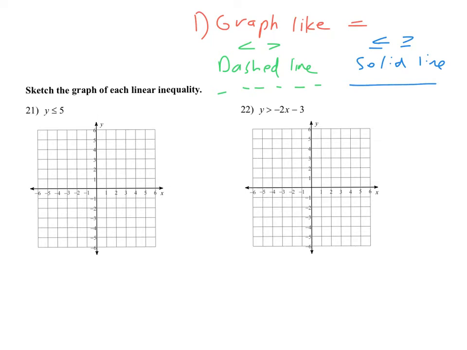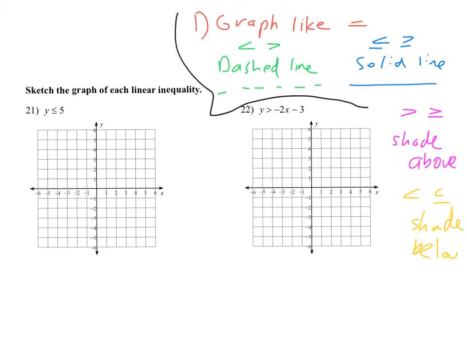Then you actually have another decision to make after that. And so I'll kind of continue this down here. And so if it's greater than or equal to, so it's opening up to the left and pointing to the right, those are going to be shade above. You're going to color in above. And if it is the other direction, a less than or equal to, you're going to shade below. So if it's pointing to the left and opening up to the right. So there's our kind of instructions here, our notes. So then let's get started here.